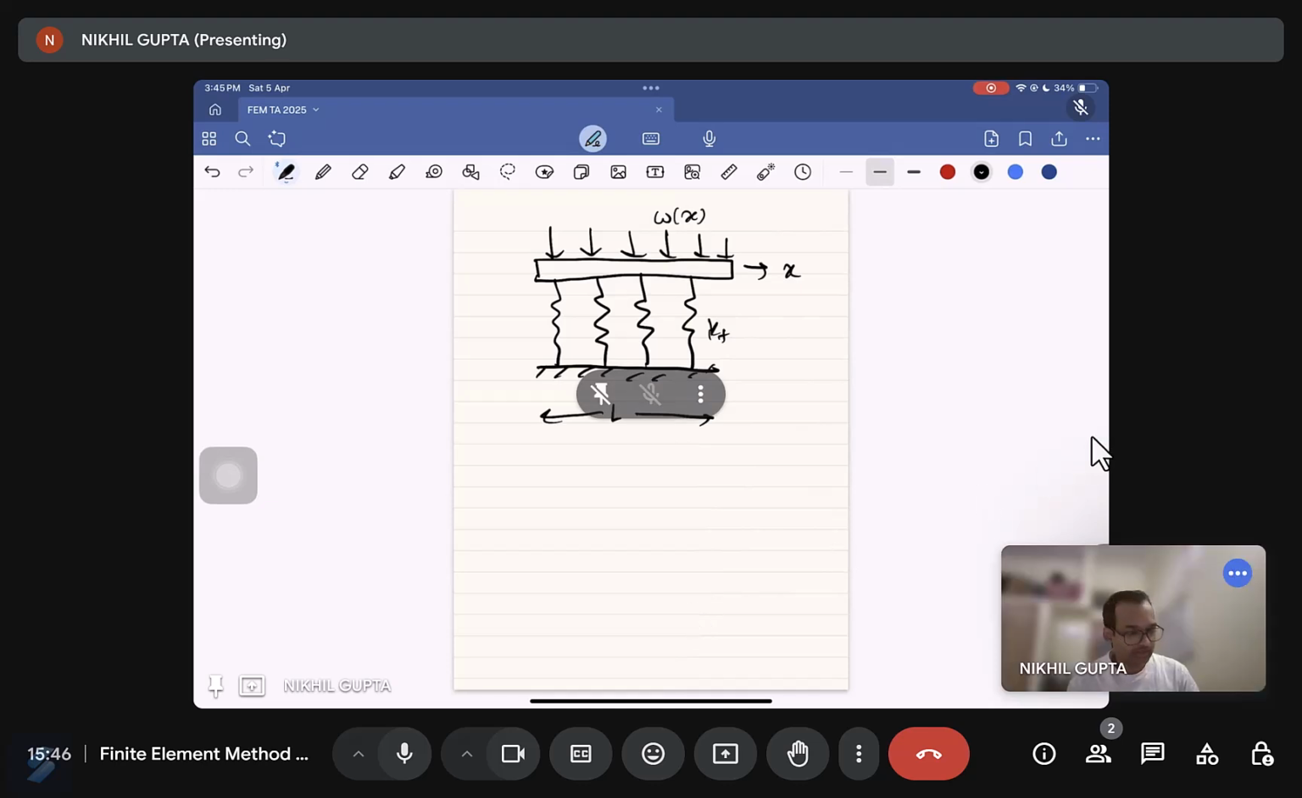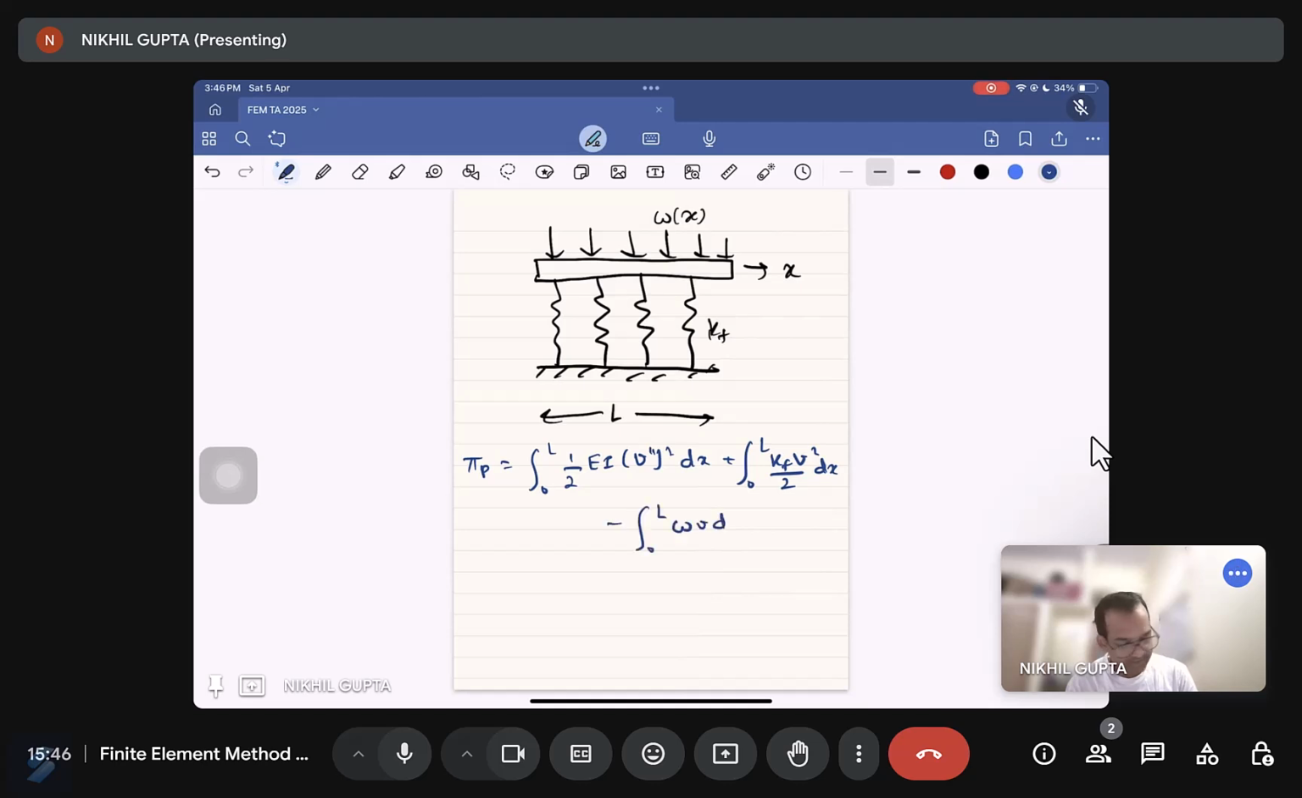Okay, now let's start solving the problem. So potential energy is given like this: integral from 0 to L of half EI (V double dash) whole square dx, plus integral from 0 to L of kf V square by 2 dx, minus integral from 0 to L of wV dx.